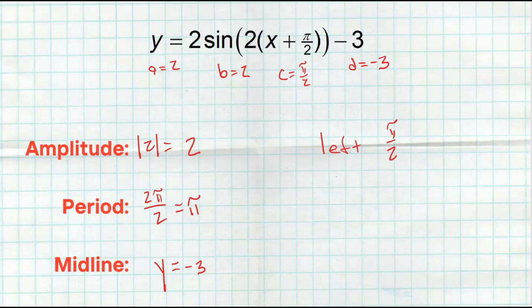Remember, it's a plus pi over 2, but it's always opposite when we're inside the function. Just like that, the horizontal dilation is not by a factor of 2. It's by a factor of 1/2, which is why it's 2 pi divided by 2. We're cutting that period in half. So the whole graph is going to go left pi over 2.